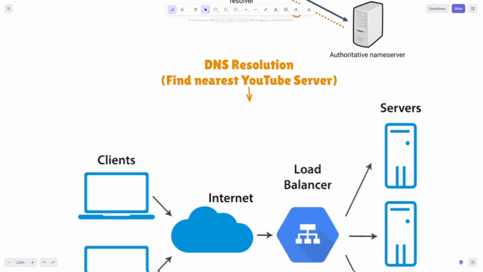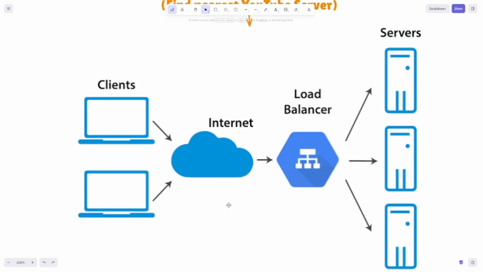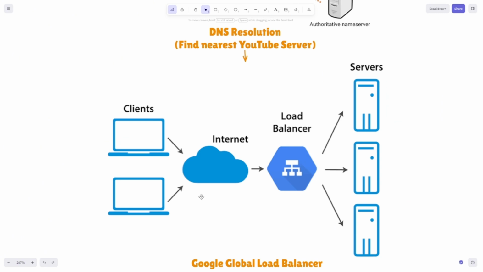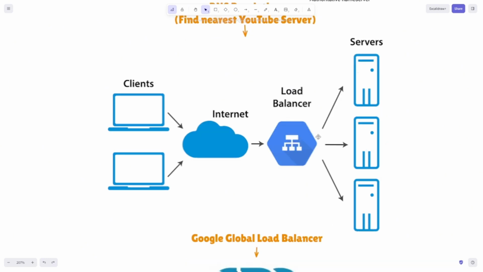Now, after that, here's something interesting. Google does not have only one server. It has millions of servers spread across the world. Like we are showing here, 3 servers in this picture. This system is called the Google Global Load Balancer, where once your request reaches Google's system, another intelligent system takes over. Its job is simple. It decides which server should handle your request.